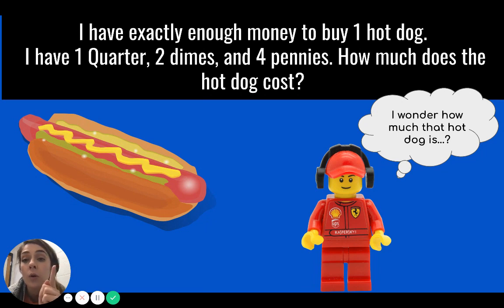I have 1 quarter, so I would write that down in your journal. Maybe you draw a quarter. Maybe you know that 1 quarter is equal to 25 cents, so you write the 25 down. So I have 1 quarter, 2 dimes. So same thing, that's an important amount, and you want to write that on your paper. You want to keep track of that.